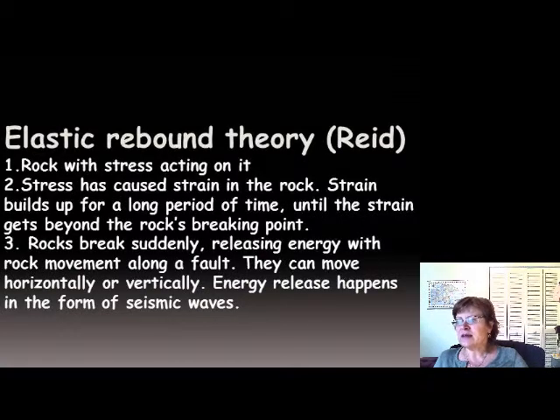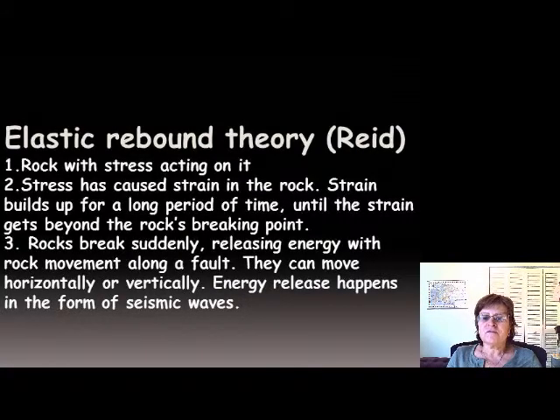The first thing we have to know is the elastic rebound theory, which was developed by a seismologist. His name is Reid. He set it up as a three-step process. First, the rocks are standing with stress acting on them, and then the stress causes strain in the rock, and the strain builds up for a long period of time until the strain gets beyond the rock's breaking point. As soon as it happens, the rock breaks suddenly and it will release energy, and the rock is always moving along a fault. Every single earthquake is always happening because there is a fault.